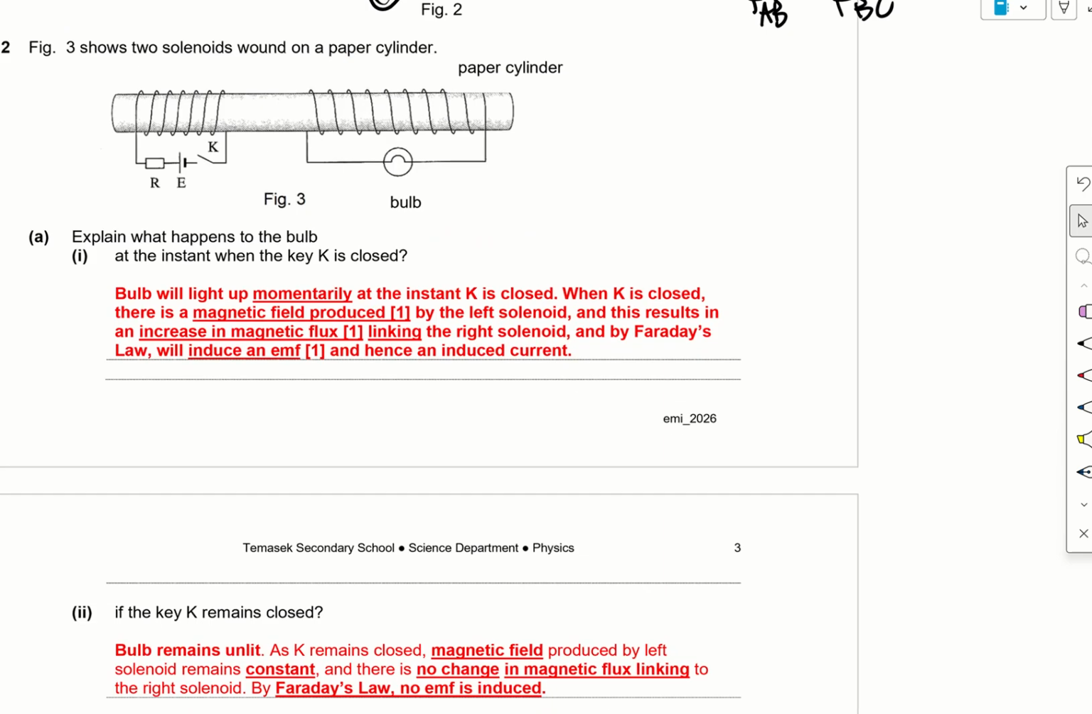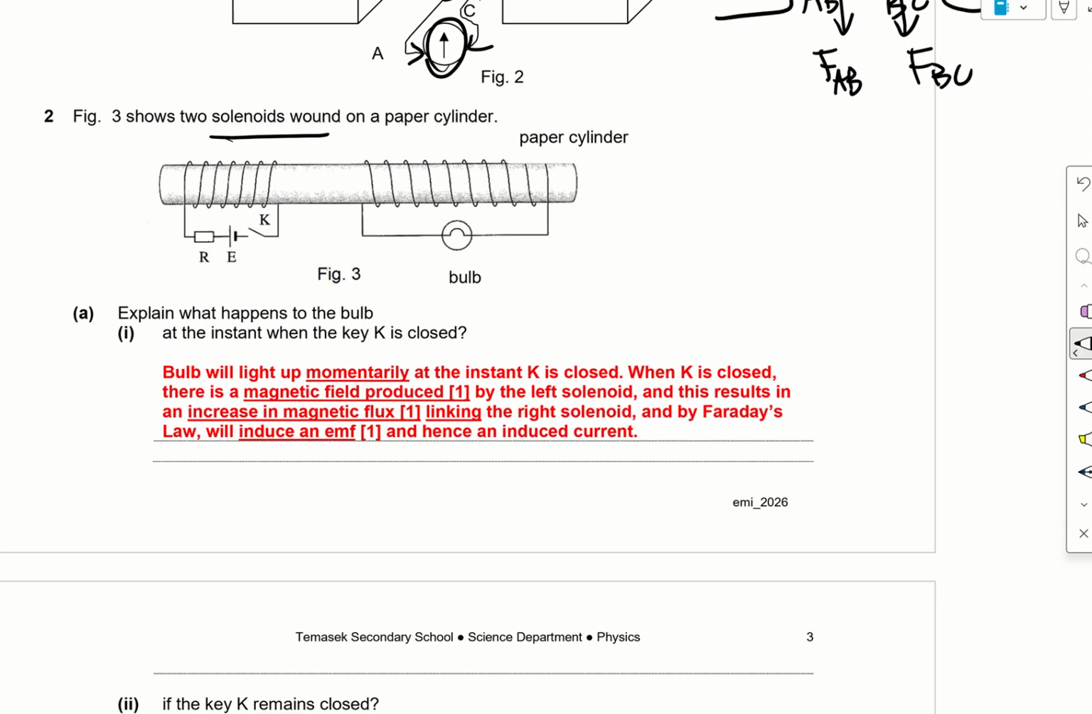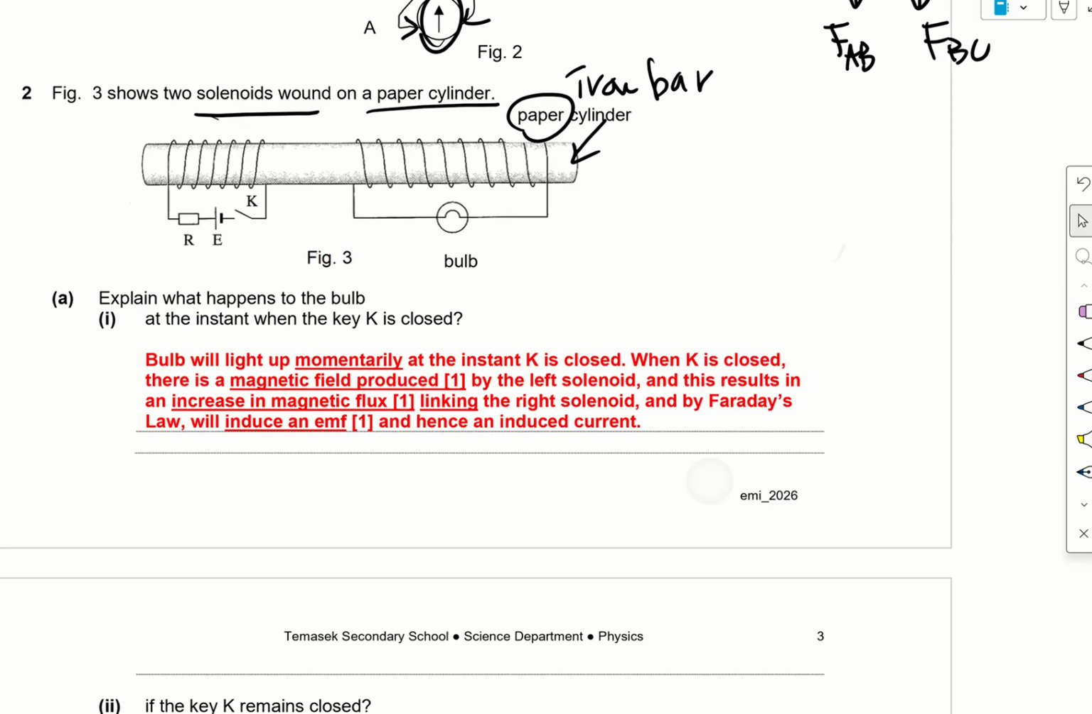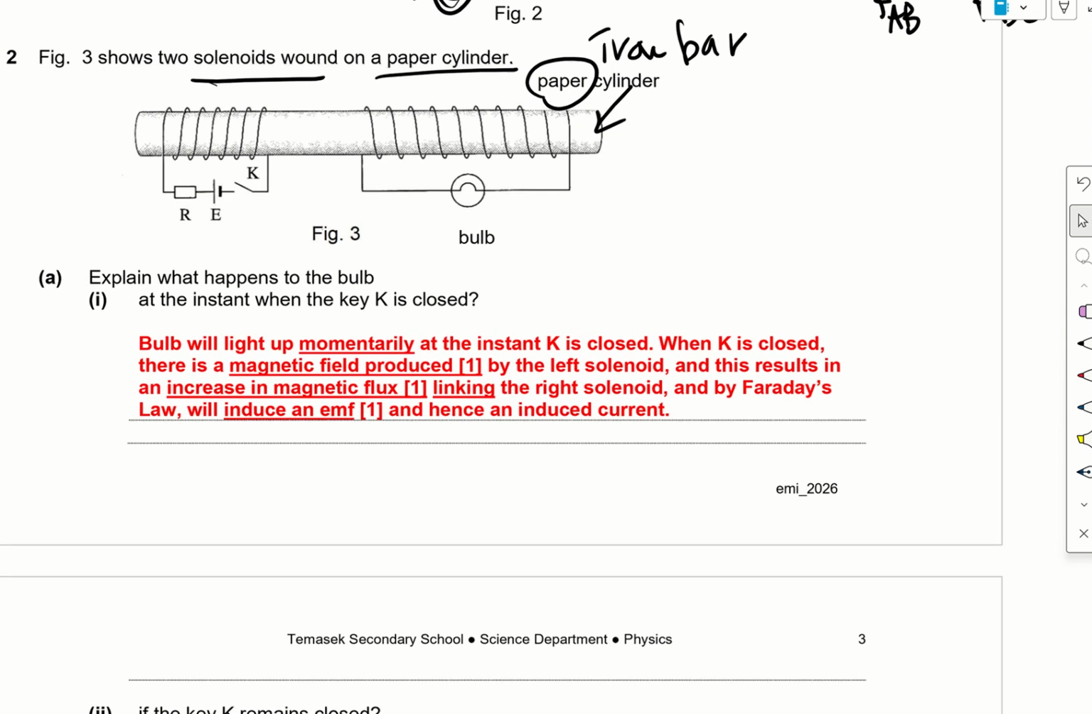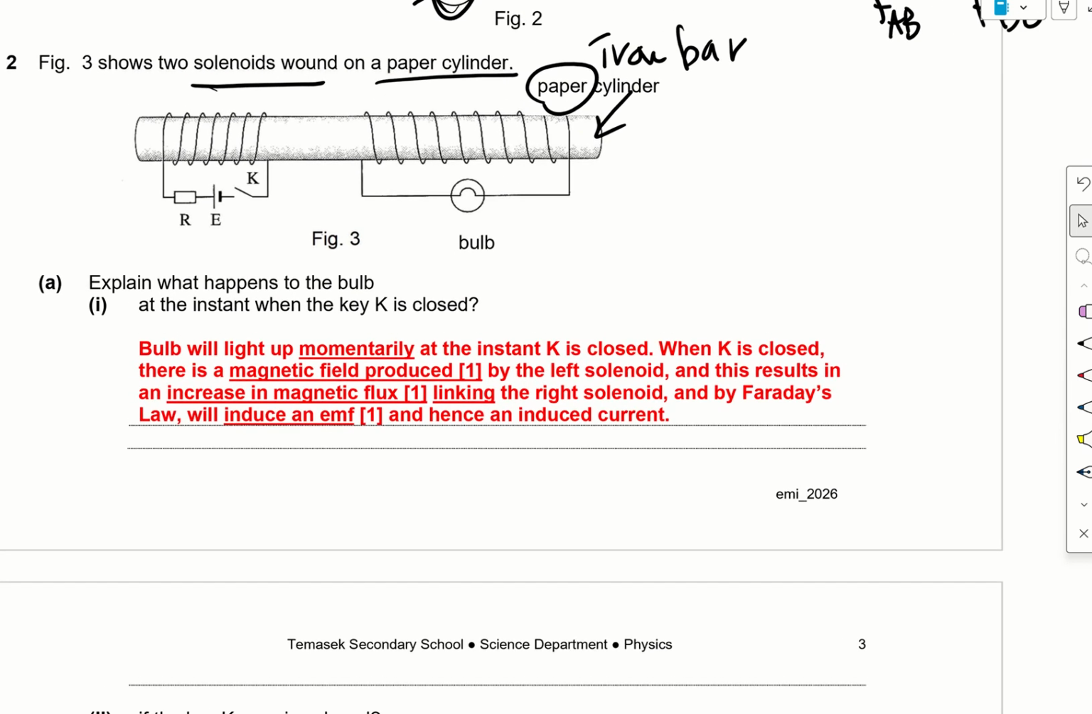Okay, question 2, it shows two solenoids wound on a paper cylinder. Okay, take note, even if it is an iron bar, the current does not flow in the iron bar, they always flow in the wires. Okay, so explain what happens to the bulb at the instance where key K is closed. So you need to know this step. So over here is positive, the long side, and this is negative.